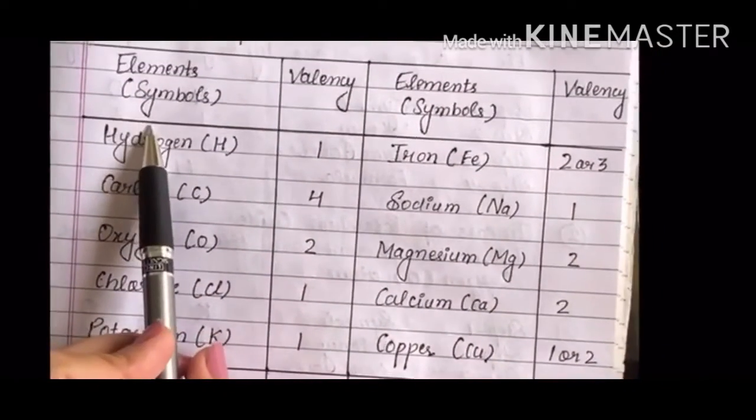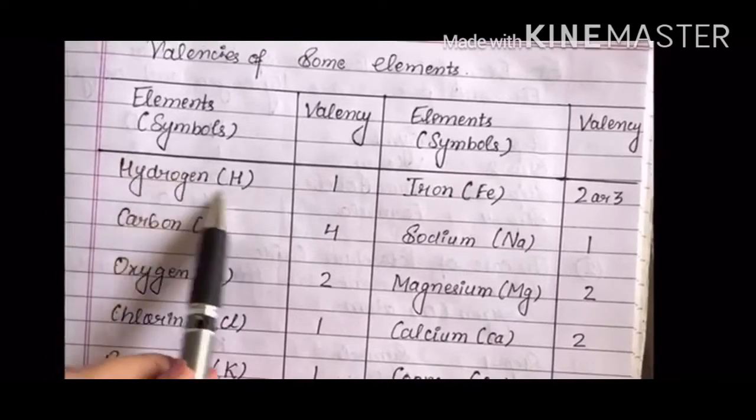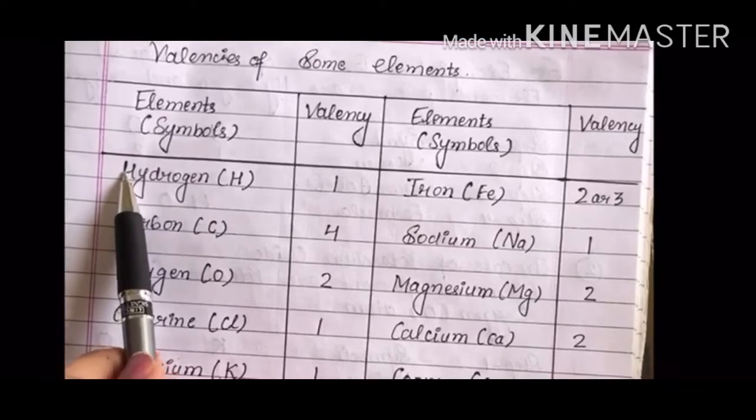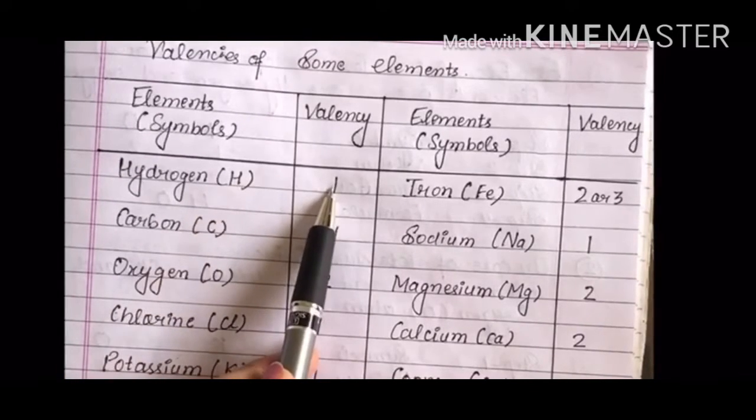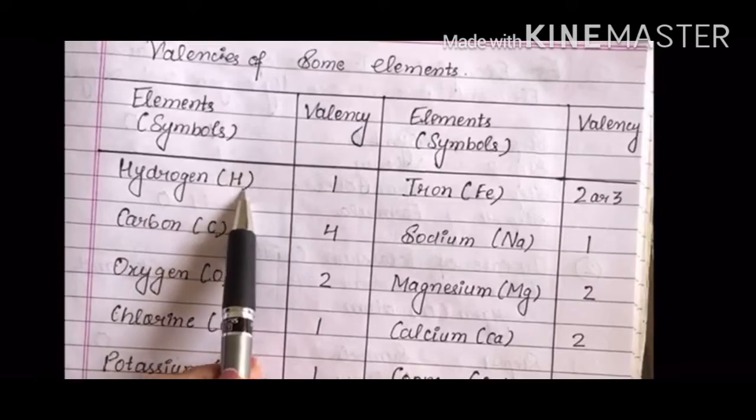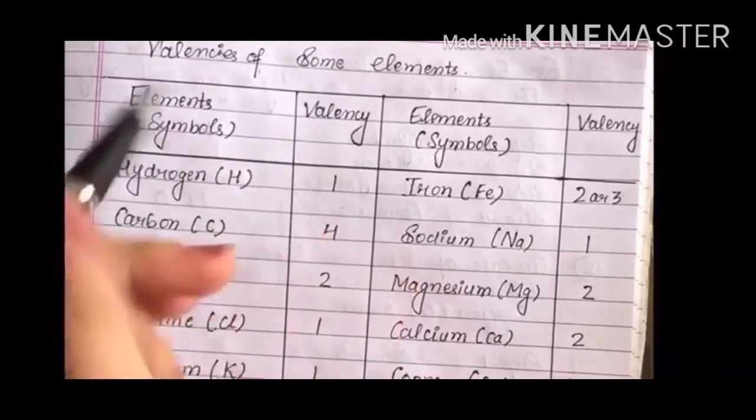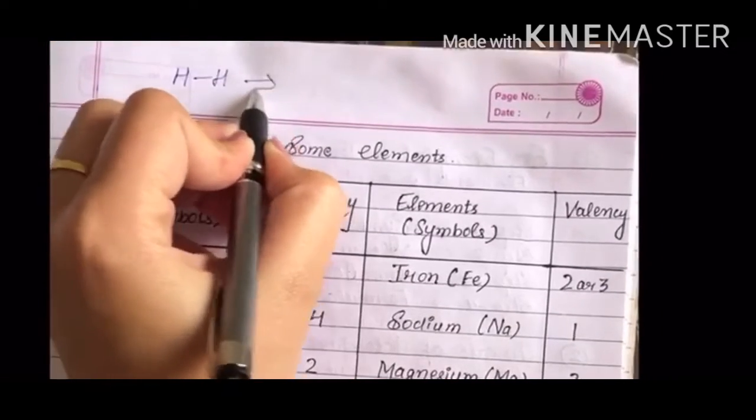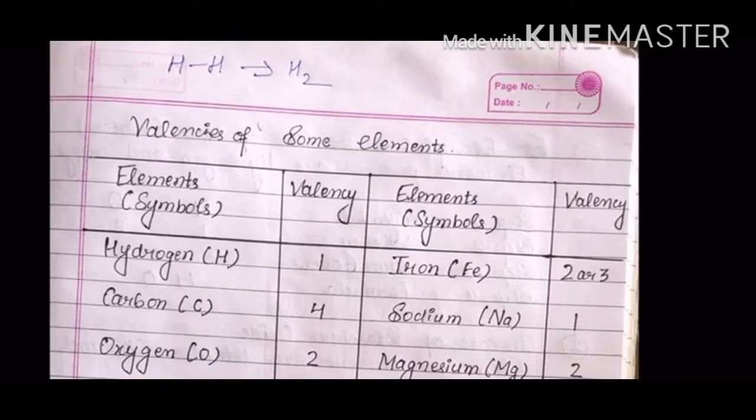These are the valencies of some elements, like hydrogen. What symbol is used for hydrogen? The first letter of hydrogen, that is H. So the symbol is H and its valency is 1. Means this atom is combined with one more atom. You see? Hydrogen is combined with H, then it will give H2. This is called hydrogen gas.